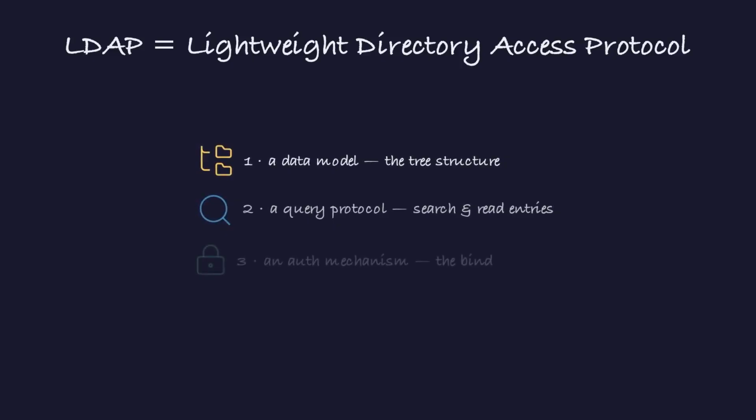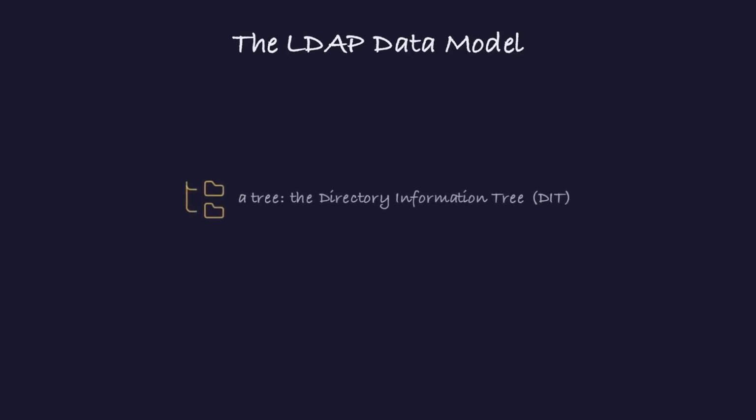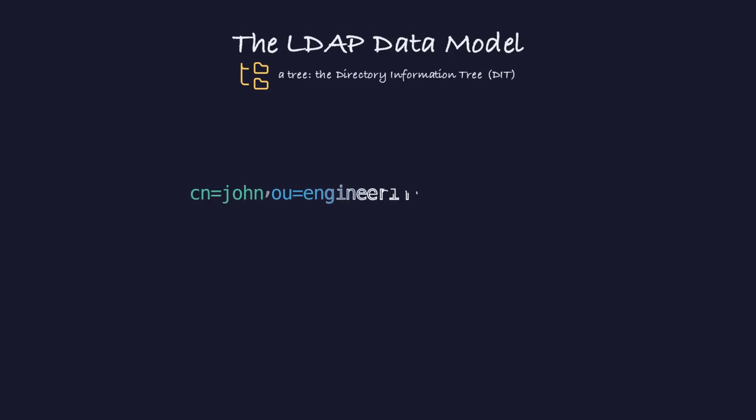LDAP really defines 3 things: a data model, how the tree is structured; a query protocol, how you search and read entries; and an authentication mechanism, the bind. Let's take each. LDAP stores data as a tree, the Directory Information Tree, or DIT. Every entry has a distinguished name, a DN. It's like a file path, but read most specific first.